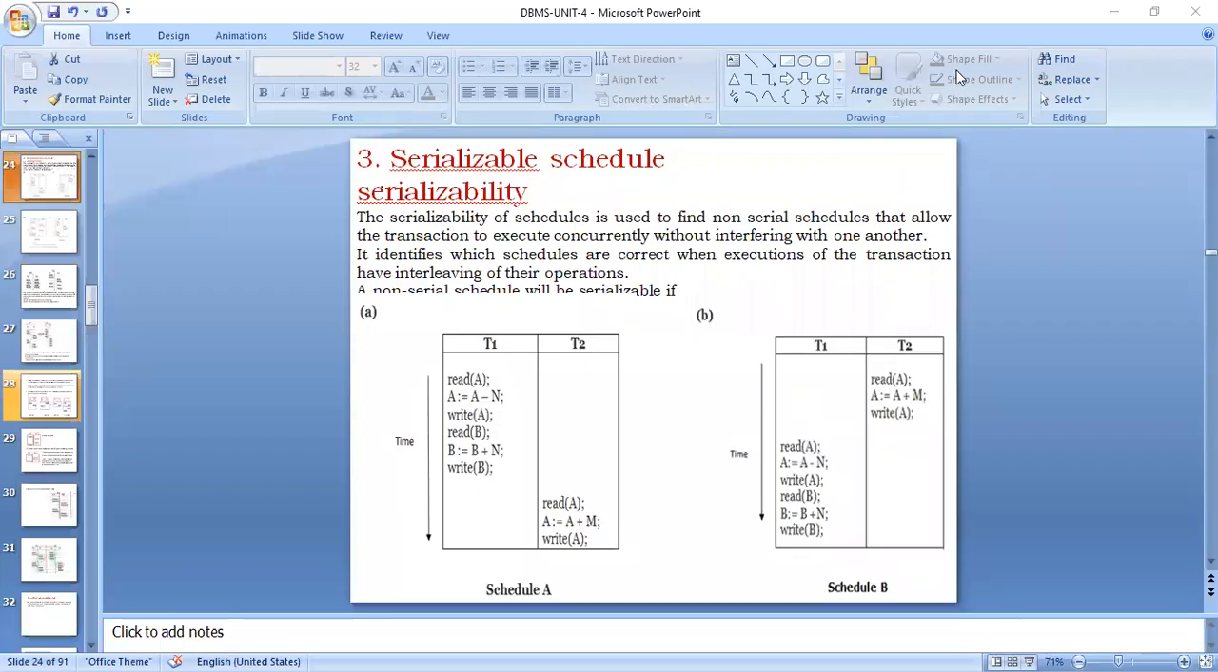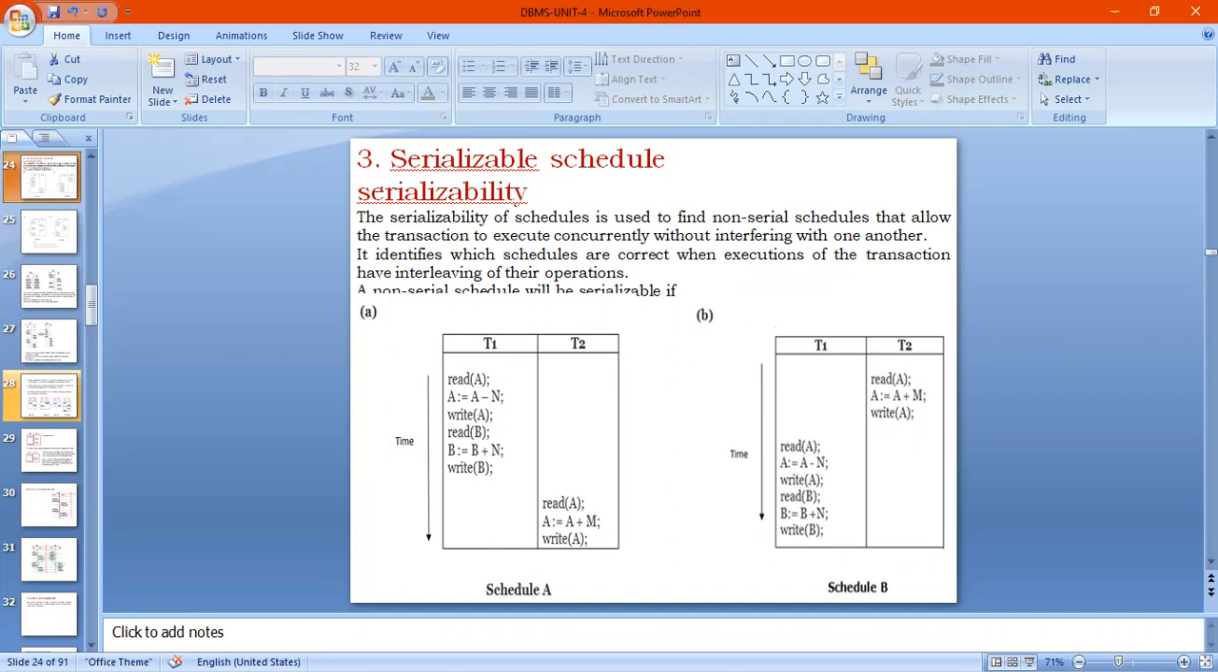Okay. Now let's continue on serializability. Serializability of a schedule is used to find non-serial schedules that allow transactions to execute concurrently without interfering with one another. It identifies which schedules are concurrent when the execution of transactions has interleaving of operations. A non-serial schedule will be serializable if and only if it satisfies the following conditions in A and in B.